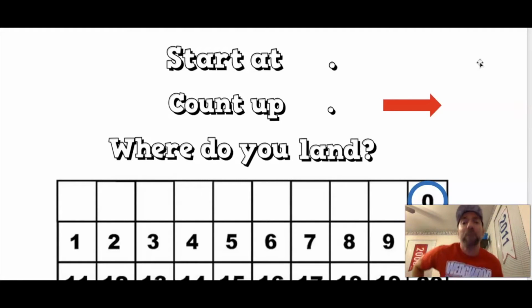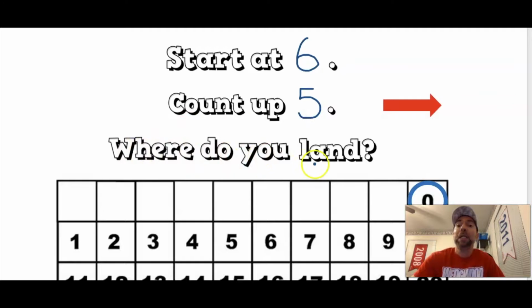So I'm going to show you some words that you are going to see a whole bunch. This word is the word start. Start at. And then you're going to be given a number. Start at, I'm going to pick the number 6. Start at 6. Count up 5. Where do you land?